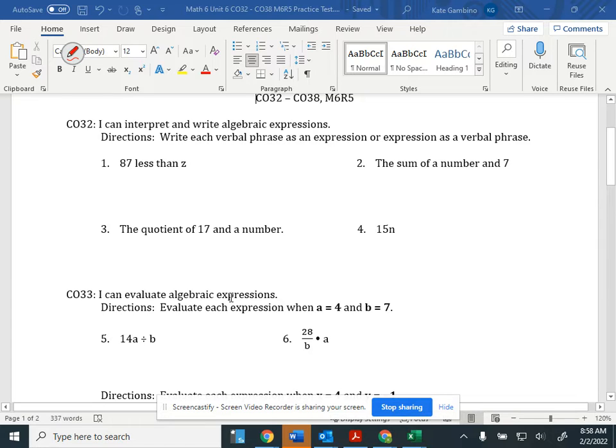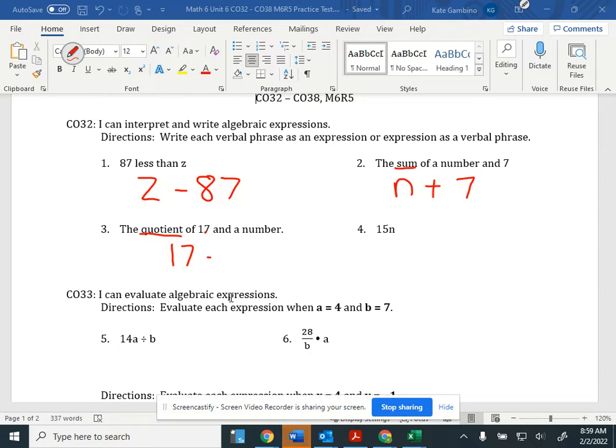We talked about how 87 less than z, we have to have z, and we're taking the 87 away. Sum means to add, so we have our number added to 7. So now we're at the quotient. Tristan just told us that the quotient means divide. So the quotient of 17 and a number. So we want 17 divided by our number.